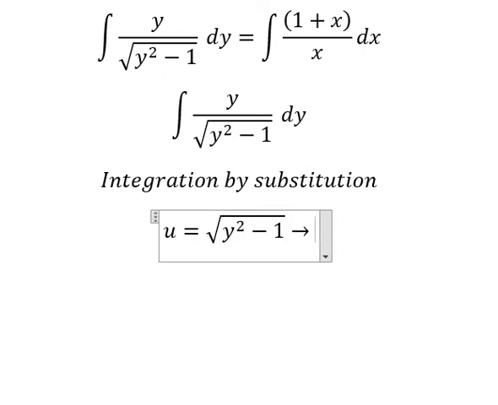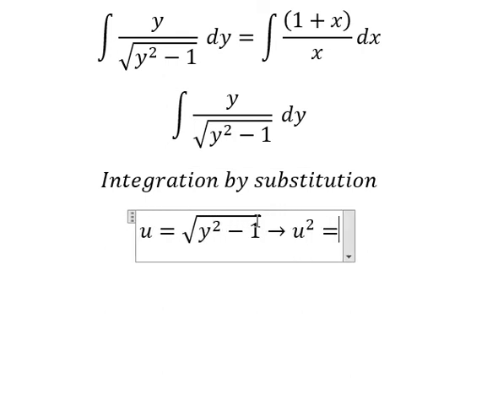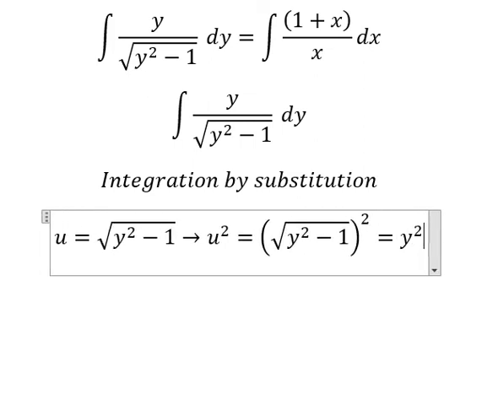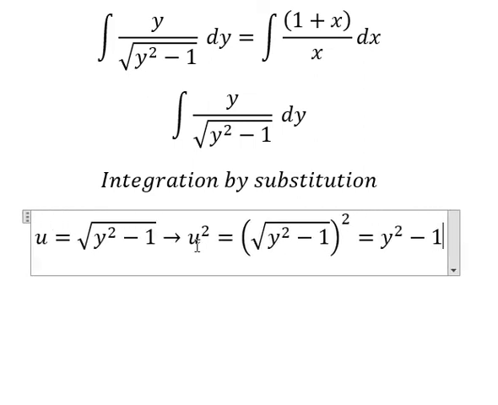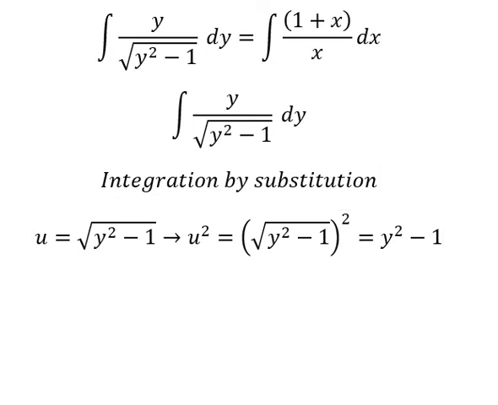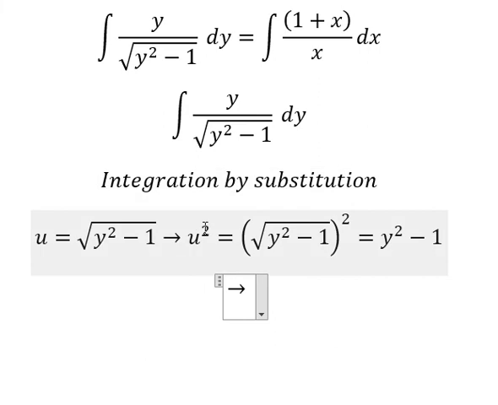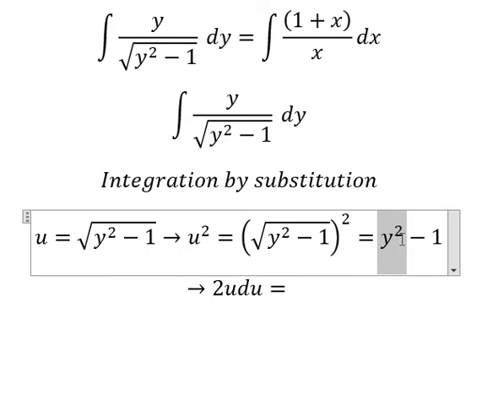Later, we square both sides to cancel the square root. Next, we need to first take the derivative of both sides. And this one, we have 2u du. This one, we have 2y dy.